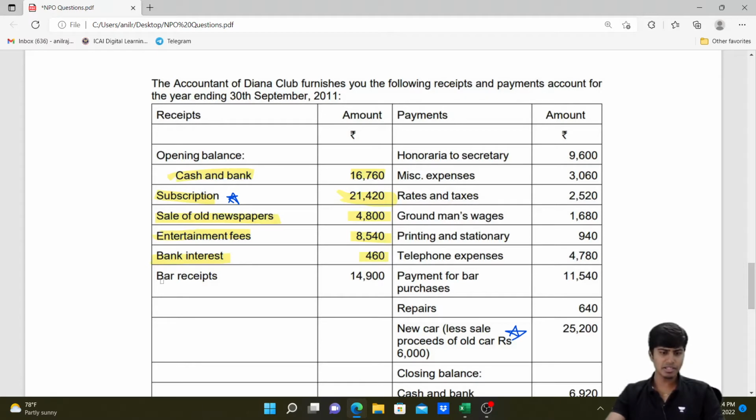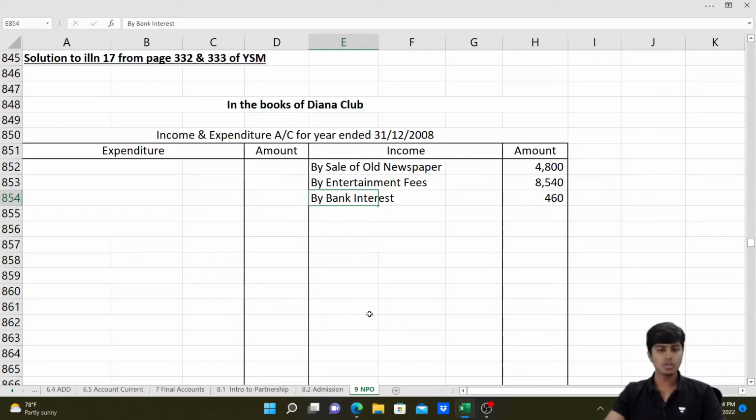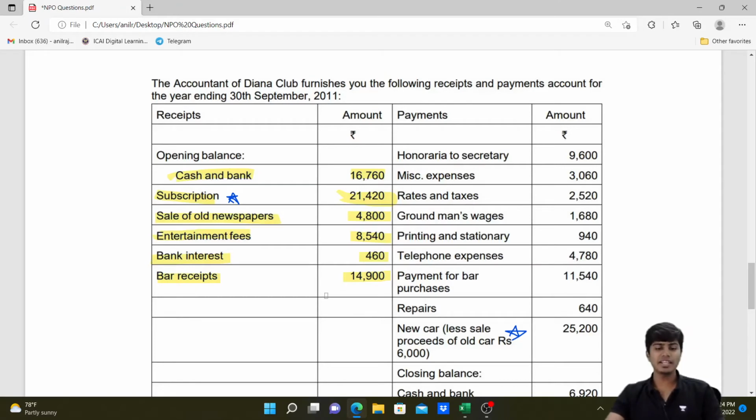What do we have after that? Then we have bar receipts 14,900. The 14,900 bar receipt is my income in income and expenditure. So in my income and expenditure account, on the income side, I'll write by bar receipts, which is 14,900. Great. So we're done with the receipt side. Now we'll move on to the payment side.